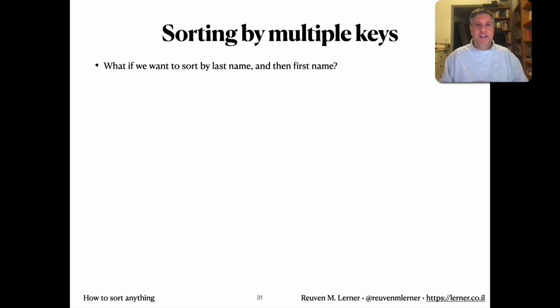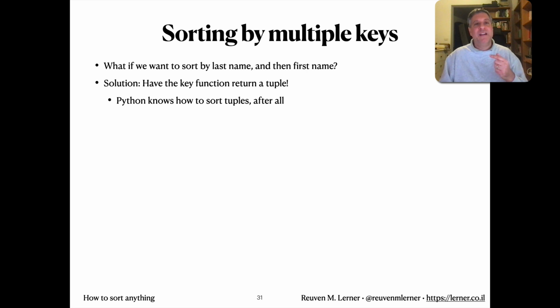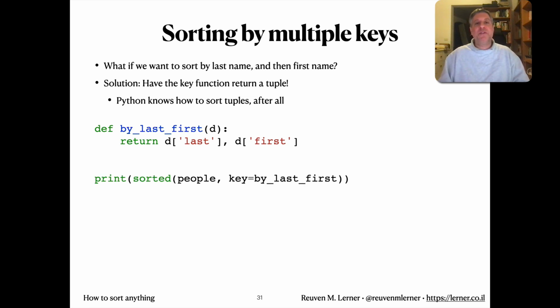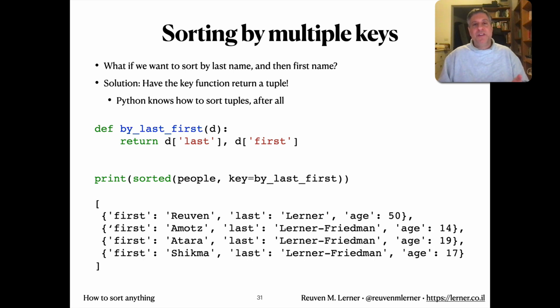Terrific. What if I want to sort by multiple keys, like last name and then first name? Well, here we can take advantage of the fact that Python already knows how to sort a tuple. And so what I can do is return a tuple, return d['last'] and d['first'] from my key function, and then it's initially going to sort by last name, then it'll sort by first name. And sure enough, if I do that now, print sorted people, key equals by_last_first. Look at that, sorted initially by last name and then by first name.